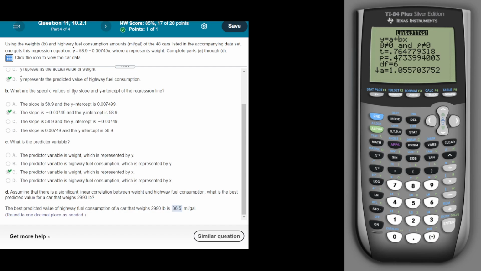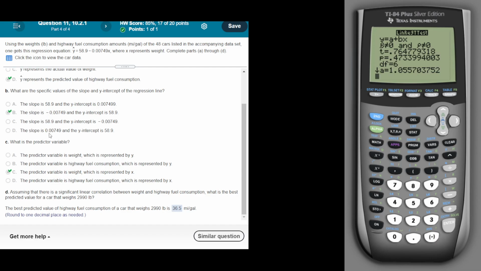What are the specific values of the slope and y-intercept? For those of you who've taken algebra back in high school, maybe algebra 2, the number that is always next to your x is your slope. You also want to make sure that you put the appropriate sign. If that's a negative in front, you better have a negative in your answer. So the slope is always what's in front of the x, not the x itself. That's negative 0.00749. So your slope should be negative 0.00749.